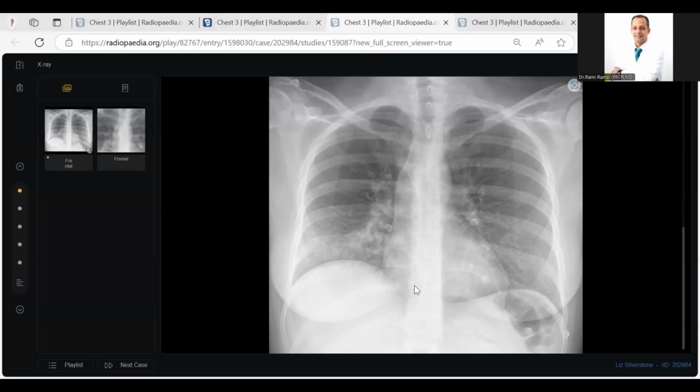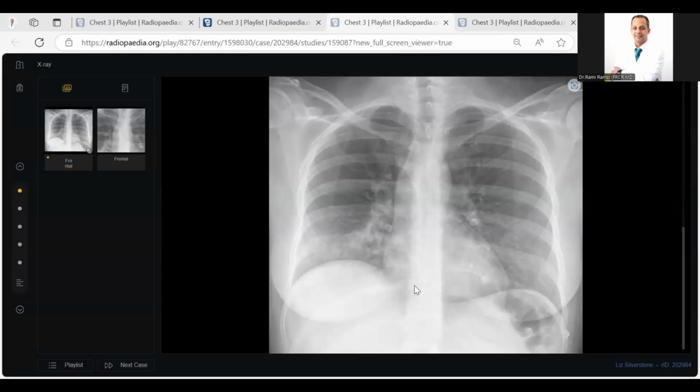Apart from this, I do not see any area of consolidation or any opacity in the bilateral lungs. I'm suspicious of this opacity. Also, I suspect that there's mild trachea shift towards the right side, and probably there is some volume loss. What will you do next?